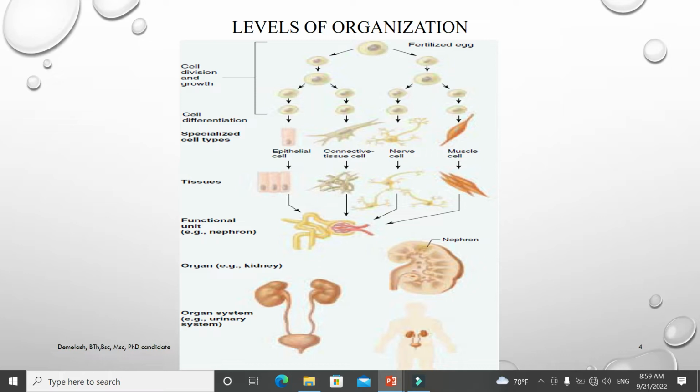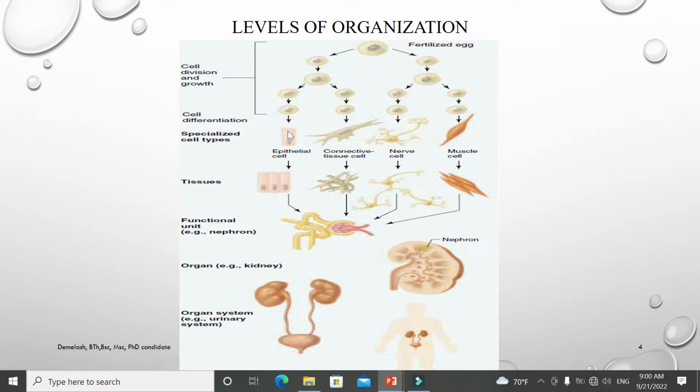So the next step will be cell division. Cell division and growing of cells will occur in fascinating order in each and every part of the cell. Then after cell division there will be cell differentiation. Some cells are going to be epithelial cells, others are going to be connective tissue, others will be nerve cells, and others will be muscle cells. So these are specialized cell types.